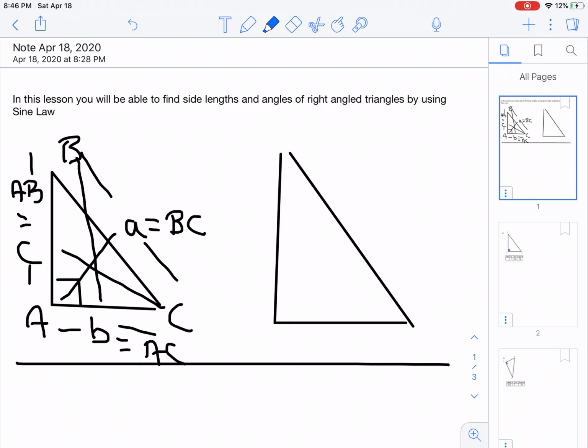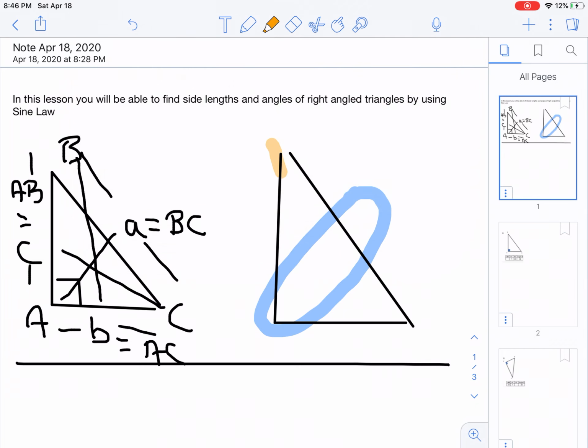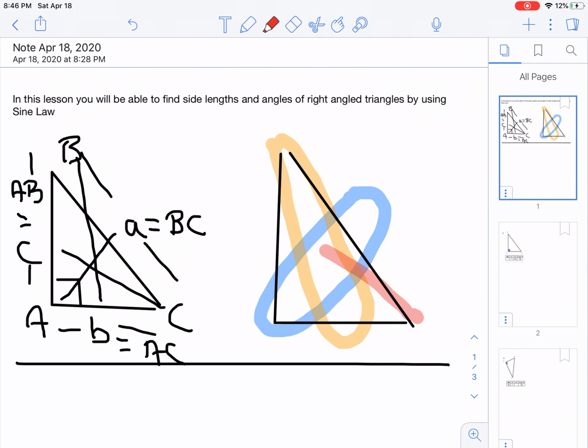The cool thing is that the ratio of the side and the angle that it's across from is equal to all the other ratios of sides and angles. So the ratio of that side and angle is exactly the same as the ratio of the blue side and angle, which is exactly the same as the ratio of the red side and angle. And we call that sine law.